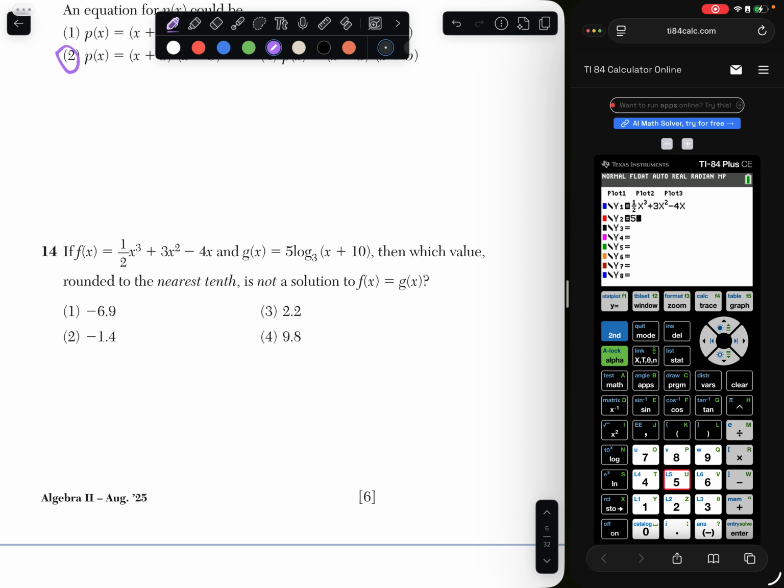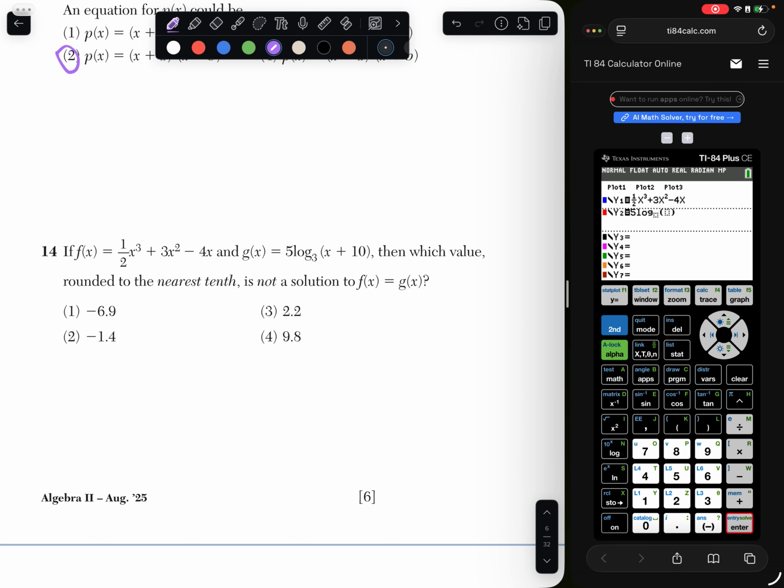And for this one, you can just use the built-in function. You press math and then go all the way down. I use the up button to go all the way down, and you see log base, and then you can just do log base 3 and then x plus 10.